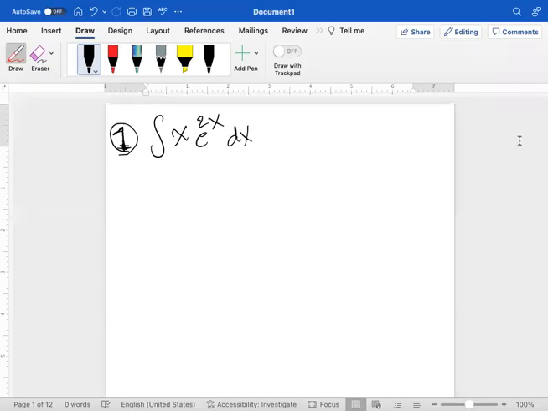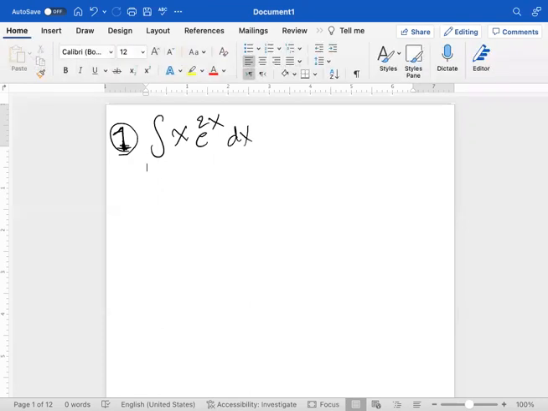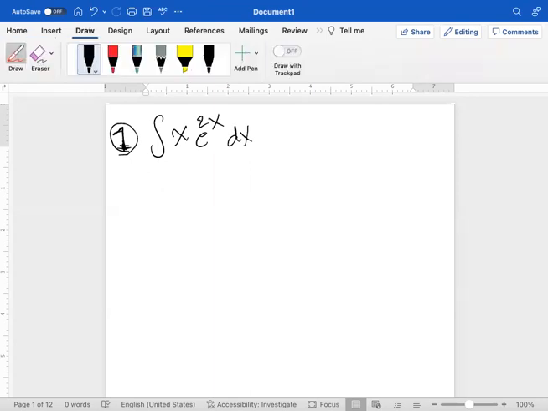Hi again. This is the second part of the lecture regarding the topic of integration by parts. Here I'll be solving a few problems. Here are the problems that I picked. The first problem is the integration of x e to the x dx.